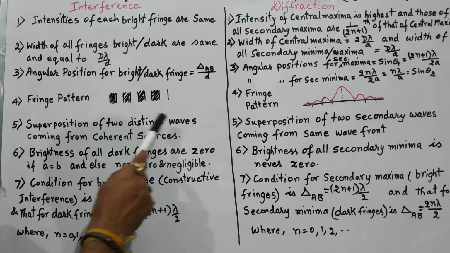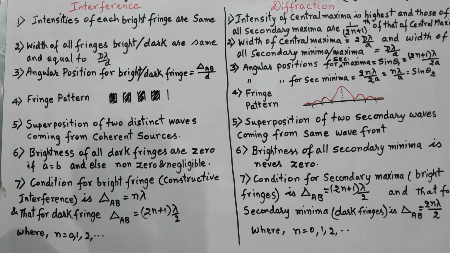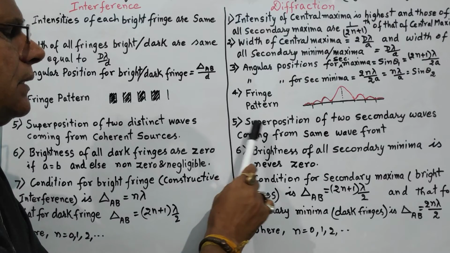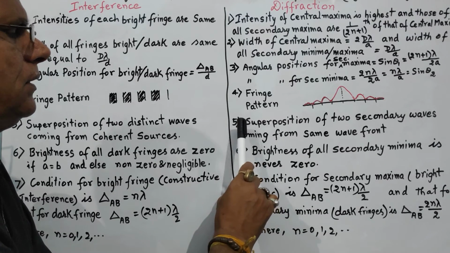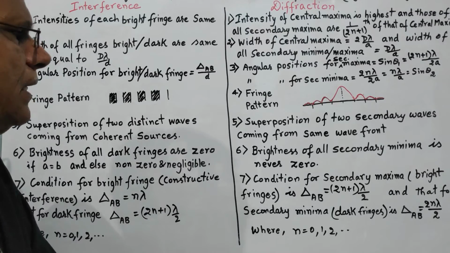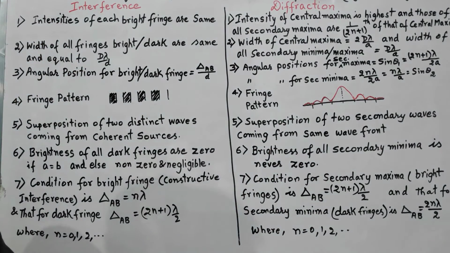In interference, this is caused by the superposition of two distinct waves coming from coherent sources. Those two slits act as coherent sources. But in the case of diffraction, this is due to the superposition of secondary waves coming from the same wavefront incident on the single slit. Now the brightness of all dark fringes is 0 if the amplitude of the first wave is equal to the amplitude of the second wave, and if that is not so, then the intensity is not completely 0.